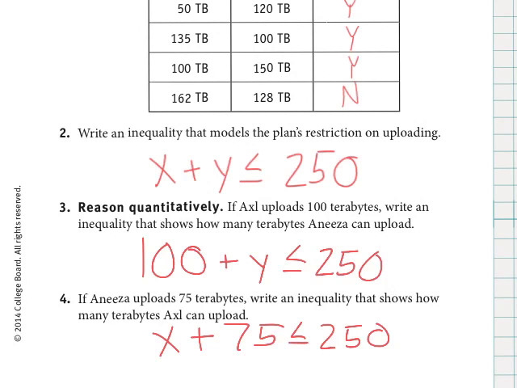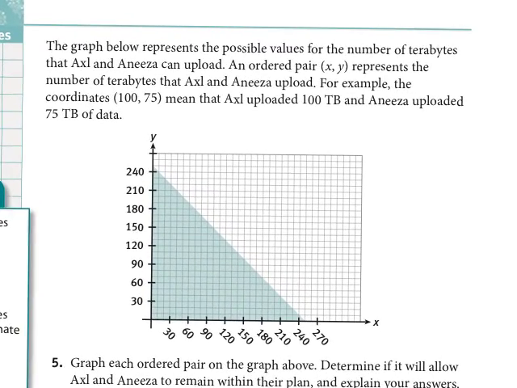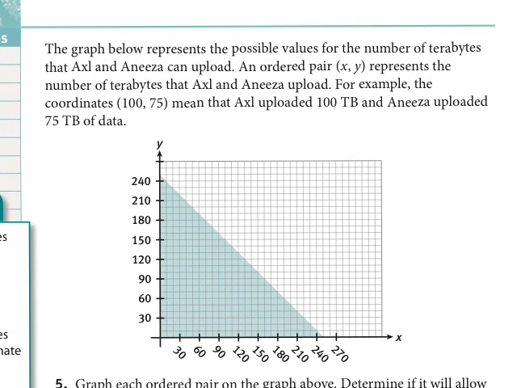So, let's look at the graph of that. Up at the top it says, the graph below represents the possible values for the number of terabytes that Axel and Anisa can upload. An ordered pair X, Y represents the number of terabytes that Axel and Anisa upload. For example, the coordinates 100, 75 mean that Axel uploads 100 terabytes, Anisa uploads 75 terabytes. So we see on this graph that there is a big shaded region with a whole bunch of points in that shaded region.